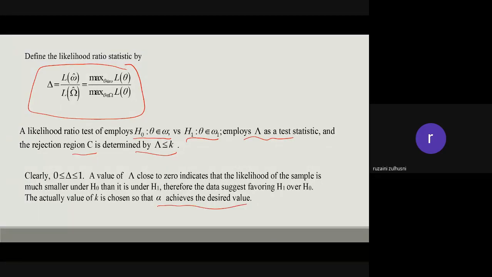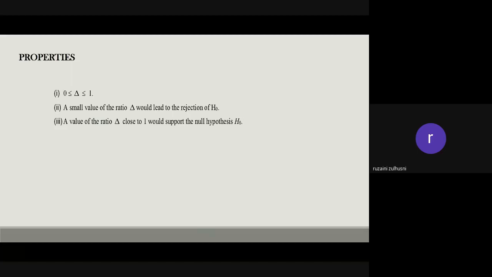Okay, we will check that our value of K depends on the value of alpha, from the question given. The likelihood ratio statistic, the value is normally between 0 and 1. So if it is close to 0, that means most probably we will reject our null hypothesis. So that is the properties. A small value of the ratio would lead to rejection of H0. A value of the ratio close to 1 would support the null hypothesis.